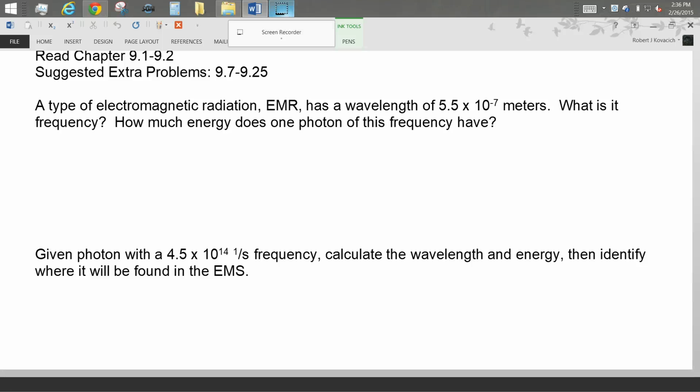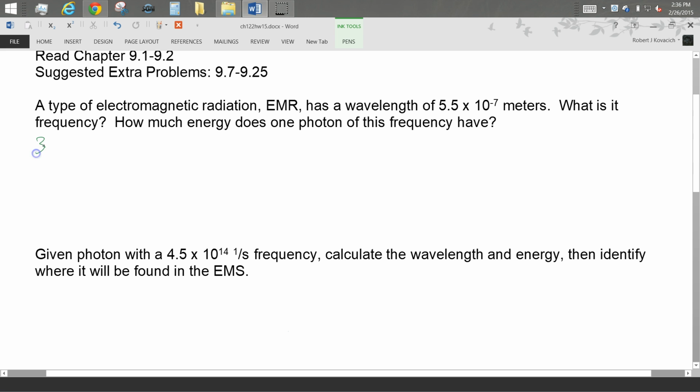Okay, let's calculate the frequency and how much energy this photon has, and then find it on the electromagnetic spectrum to figure out what we would call it type-wise. So if I've got meters, that must be a wavelength, so I can switch that over to a frequency using the speed of light, and then I can use Planck's constant and the speed of light to convert that into energy.